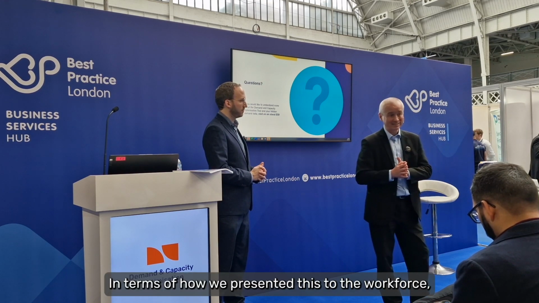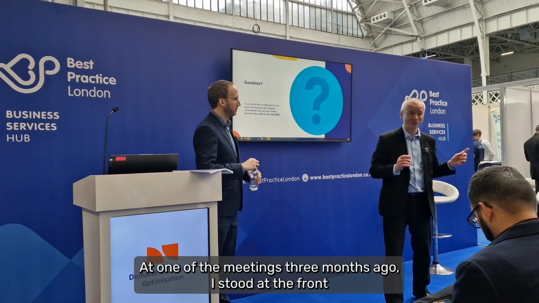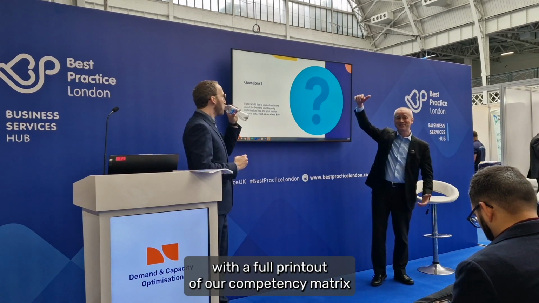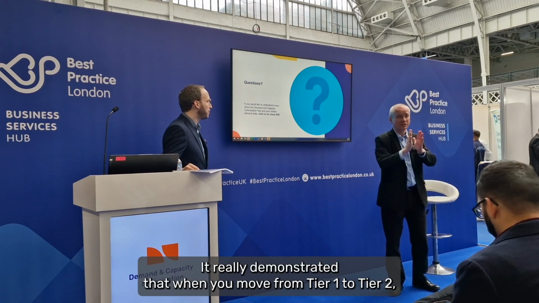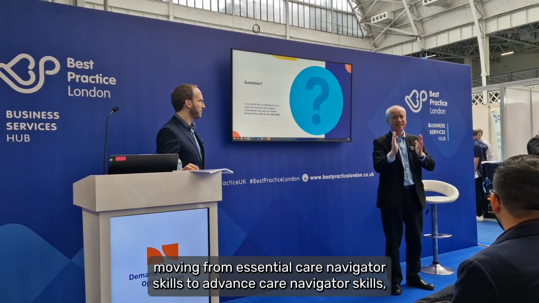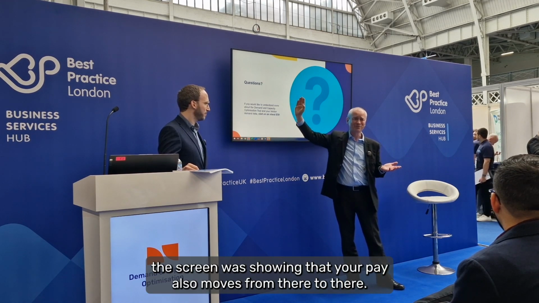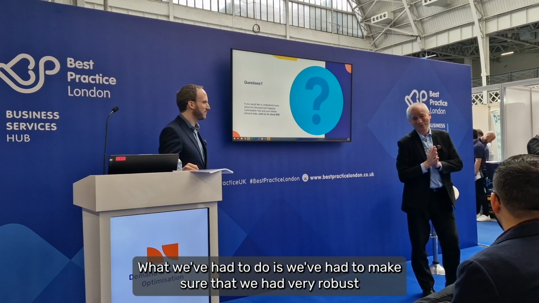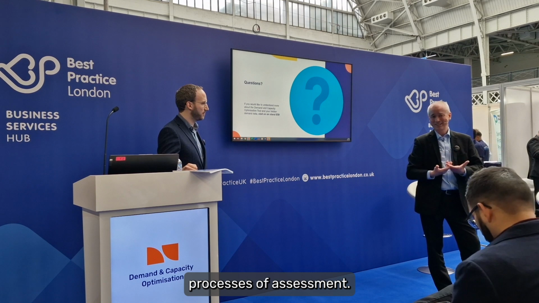In terms of how we presented this to the workforce, we presented it extensively. We have monthly full staff meetings. At one of the meetings 3 months ago, I stood at the front with a full printout of our competency matrix on a big screen, which demonstrated that when you move from tier 1 to tier 2, moving from essential care navigator skills to advanced care navigator skills, your pay also moves from there to there. What we've had to do is make sure that we had very robust processes of assessment.